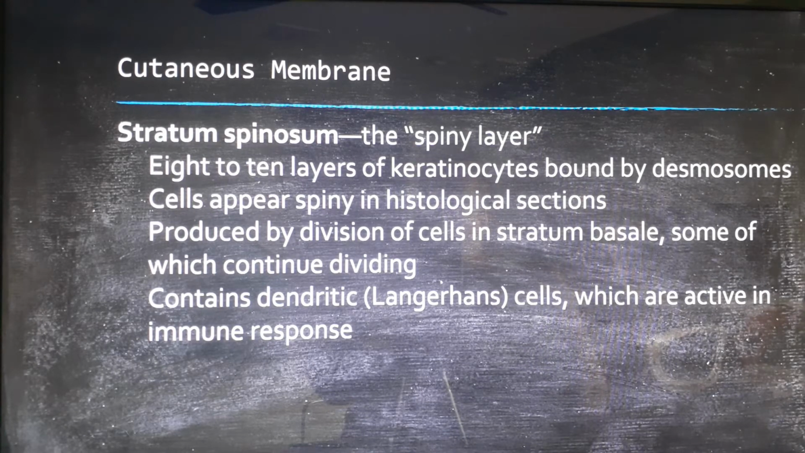Now it's actually 8 to 10 rows of cells that belong to the stratum spinosum. So this is from the row just above the one row of cells, that's stratum basal, up 8 to 10 rows. Now in here we're going to find another kind of cell called a dendritic or Langerhans cell, which is part of the immune response.